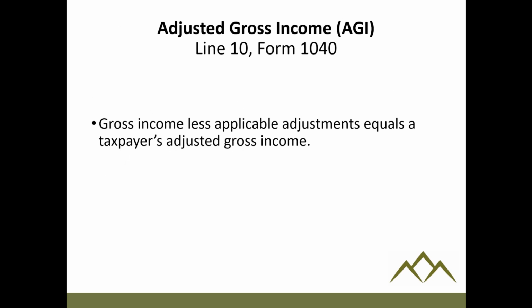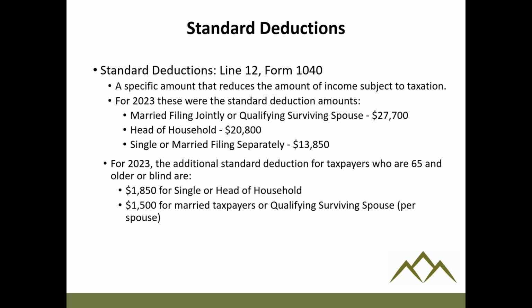AGI is just the simple function of the two. It's the entirety of your gross income minus any of your allowable and applicable adjustments. Which brings us into our two different types of deductions that you can have applied to AGI.